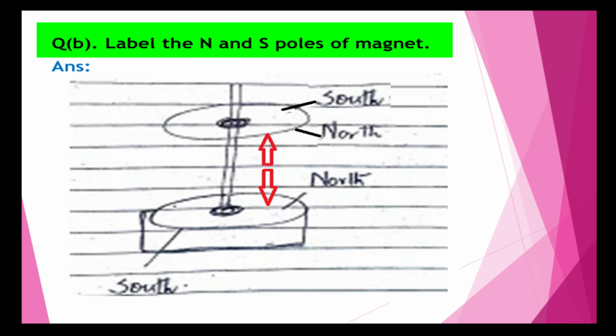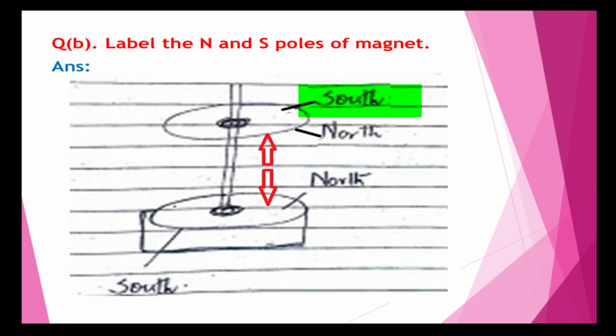Question B. Label the N and S poles of the magnet. Answer. South, north, north, south.